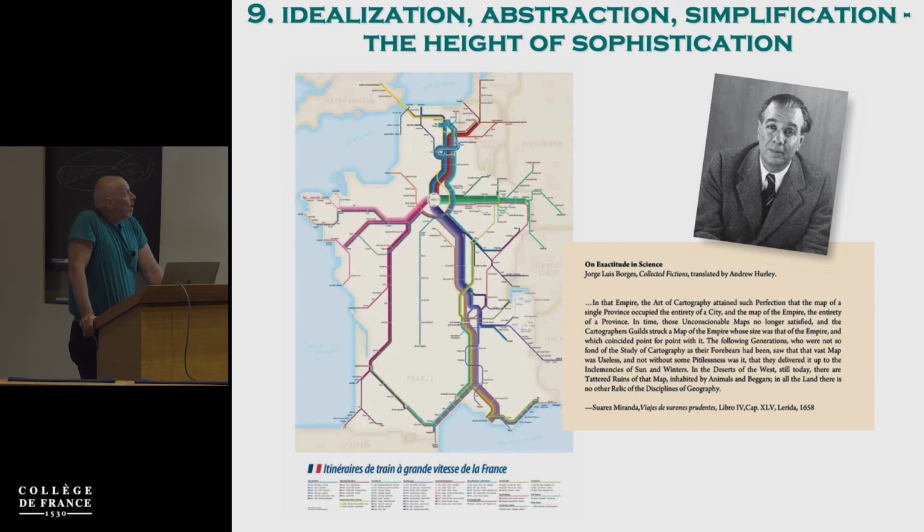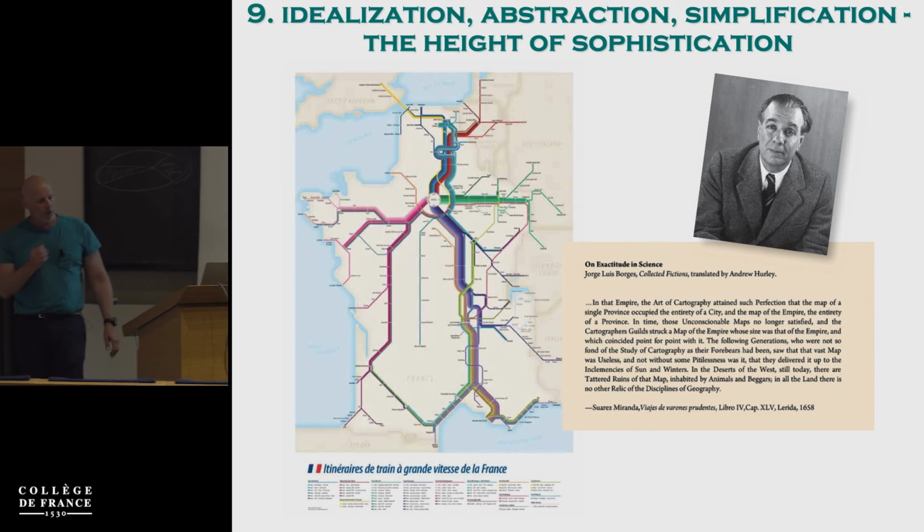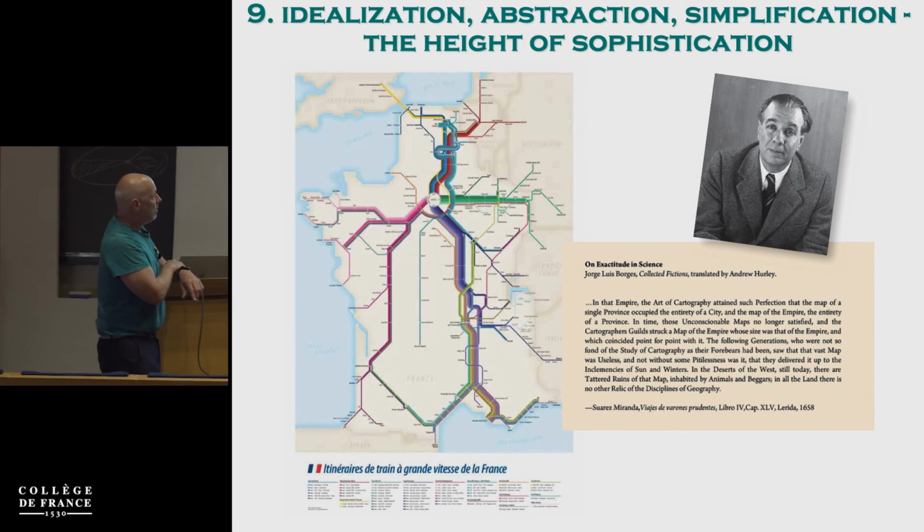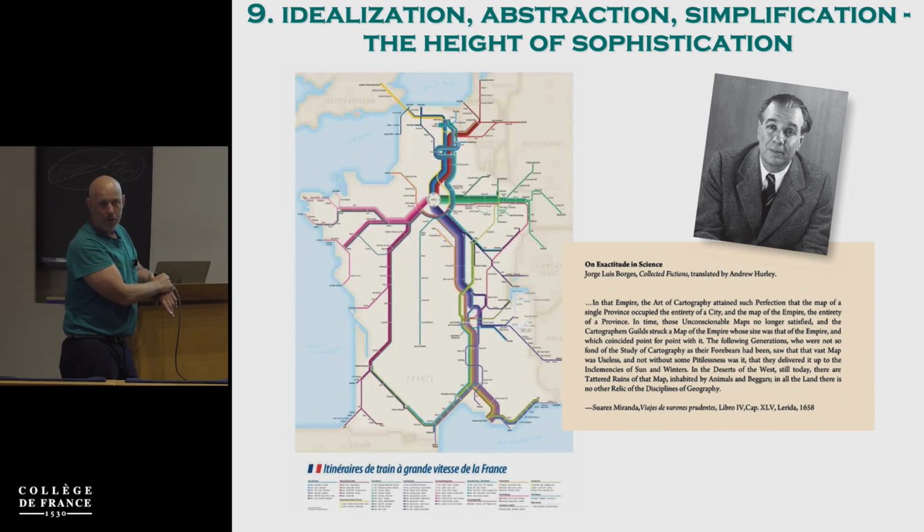So I've wanted to argue that idealization, abstraction, simplification are the height of sophistication. They are not a measure of naivete. And I want to use this story from Borges to make the point. This is a short story, and that's the whole story, so I'm going to read it to you. In that empire, the art of cartography attained such perfection that the map of a single province occupied the entirety of a city, and the map of the empire the entirety of a province. In time, those unconscionable maps no longer satisfied, and the Cartographers' Guild struck a map of the empire whose size was that of the empire, and which coincided point for point with it.